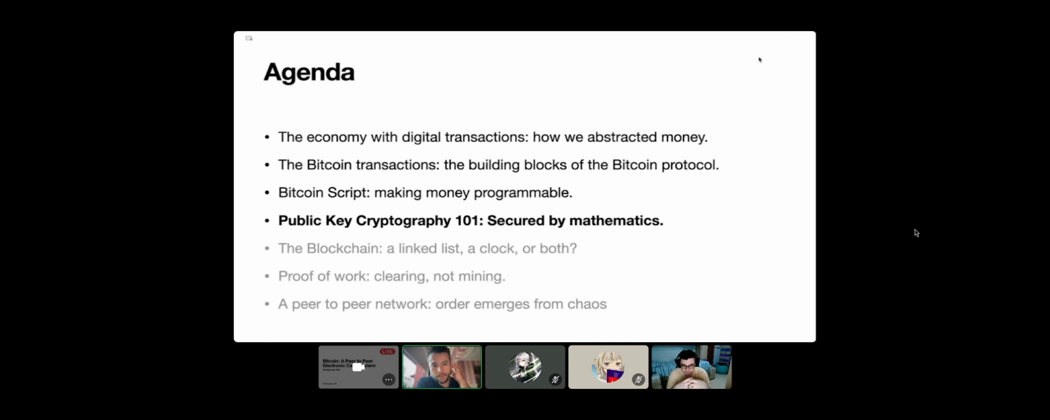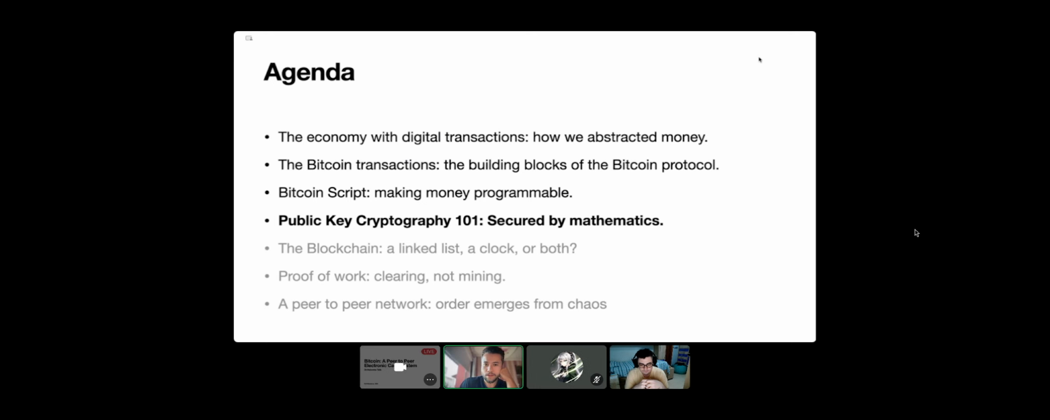And today, my plan is to give at least a one-on-one introduction of the public key cryptography that's used in the system.